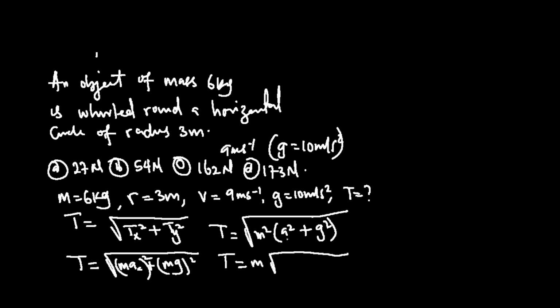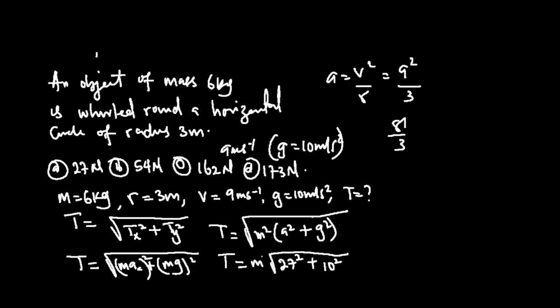What will be our a? Centripetal acceleration. So let's calculate the centripetal acceleration here. That will be v squared over r. That will be 9 squared all over 3, and that will give us 81 over 3, which should give us 27. So we have 27 squared plus our g, that's 10 squared.